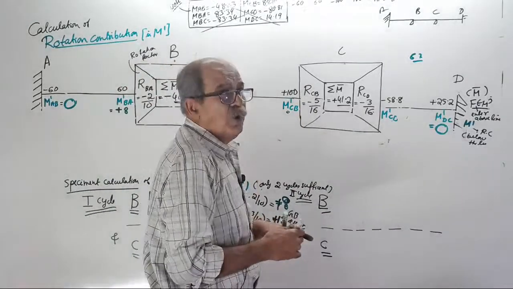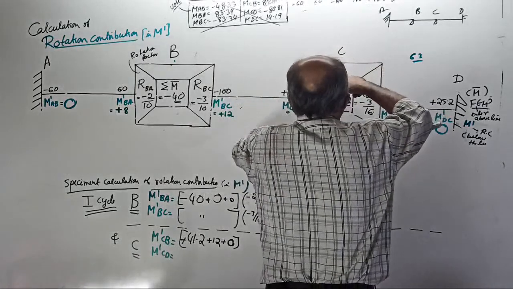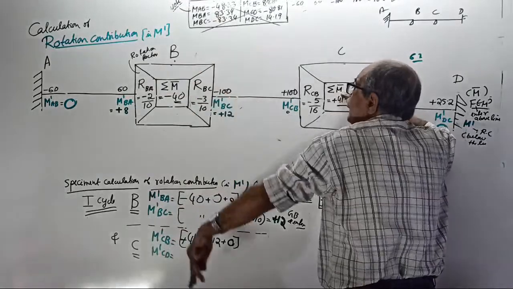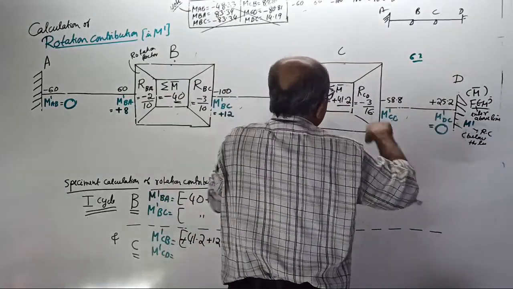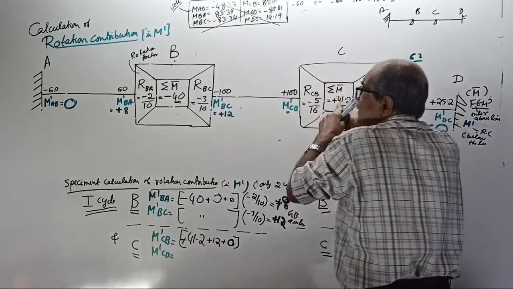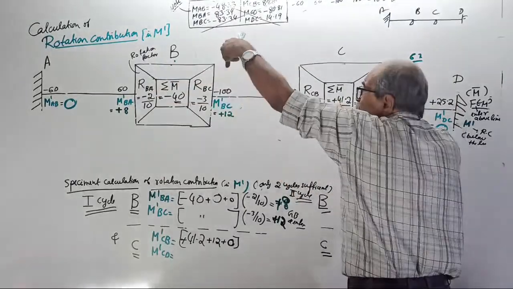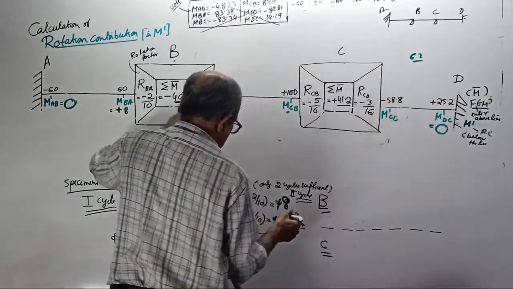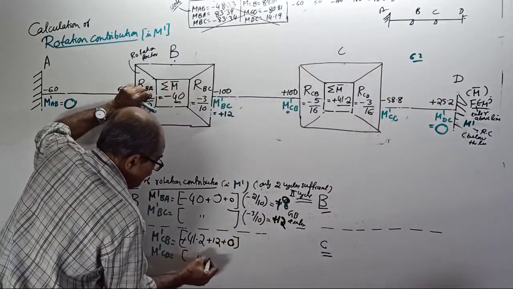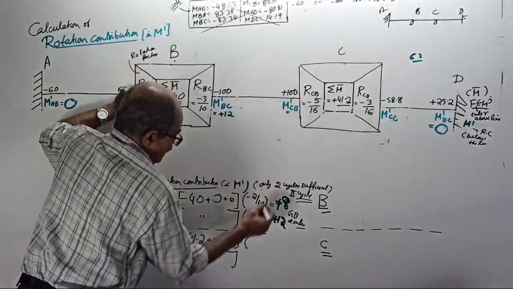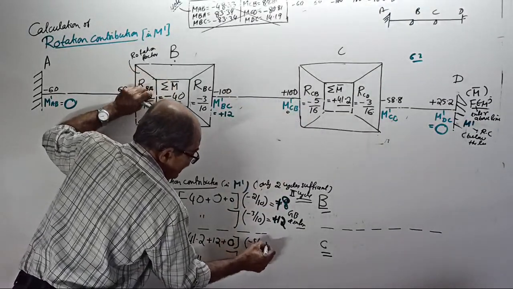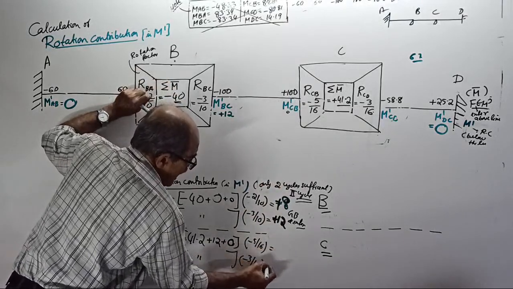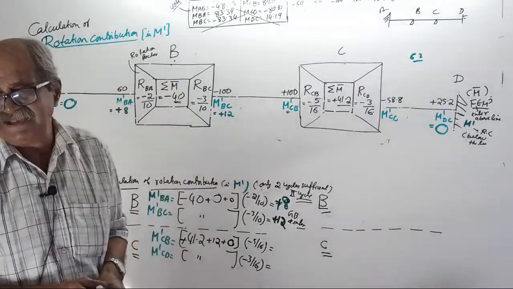Or the crude method: inside the box value plus this side far end below the line, and this side also below the line. Okay. Now, same thing, multiply by minus 5 by 16. The other one is minus 3 by 16. Answer first. Tell the first answer.